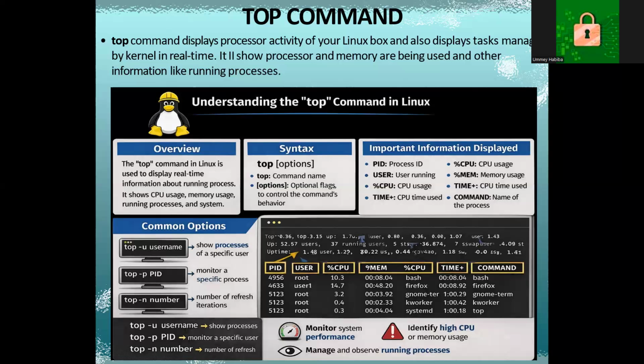The upper part of the top command's output displays system summary information. This includes details such as system uptime, number of logged in users, CPU usage, memory usage, and load average. It also shows how much memory is being used and how much is free.